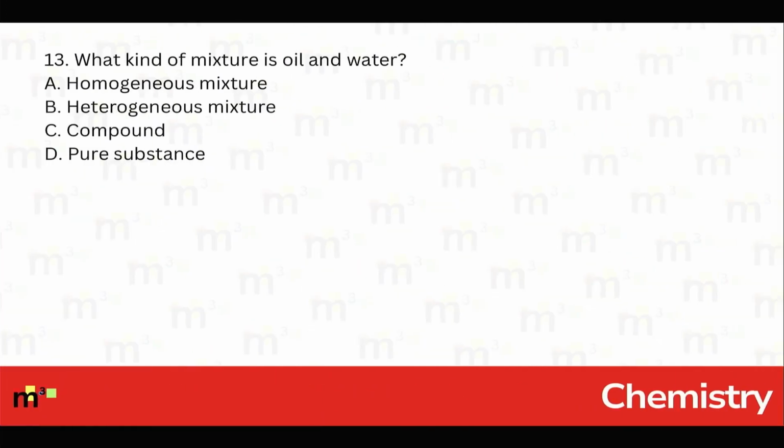Number 13. What kind of mixture is oil and water? A. Homogeneous mixture, B. Heterogeneous mixture, C. Compound, or D. Pure substance. The answer here is B.